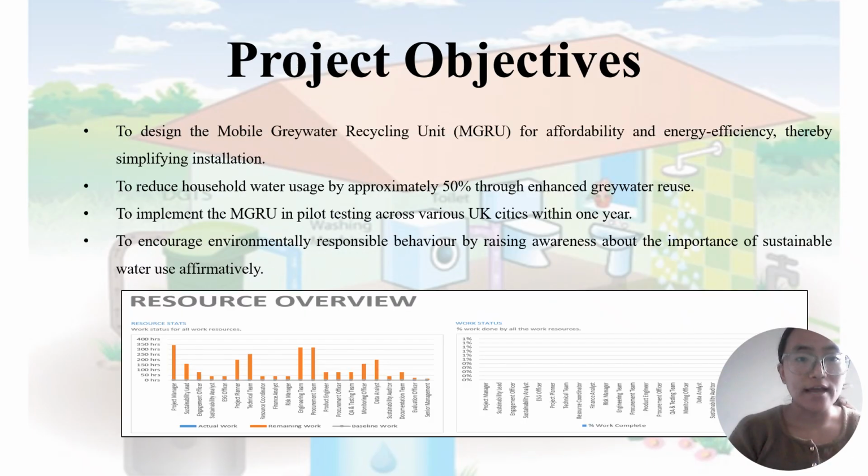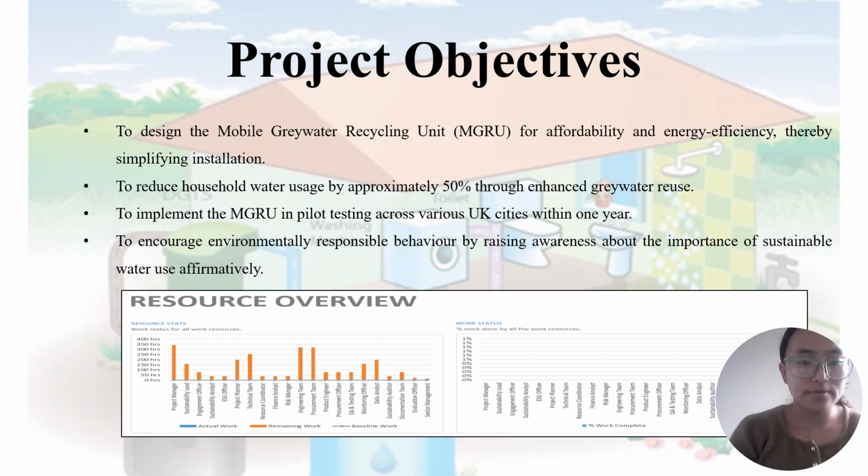Moving to the next slide, it's about the project objectives. The first objective is to design the mobile greywater recycling unit for affordability and energy efficiency, thereby simplifying the installation. And the second objective is to reduce the household water usage by approximately 50% through enhanced greywater reuse.